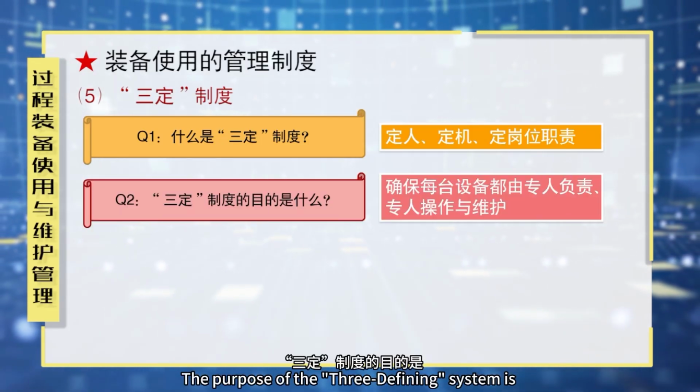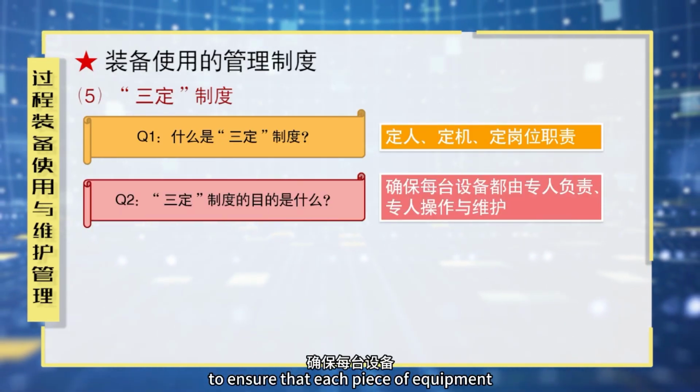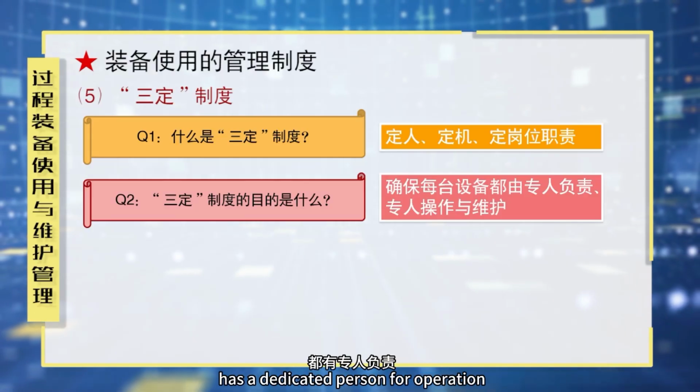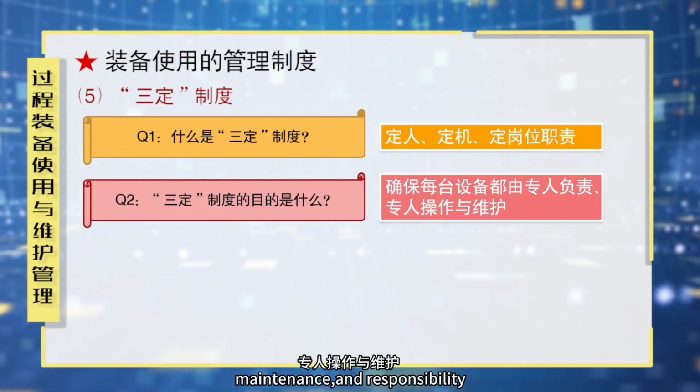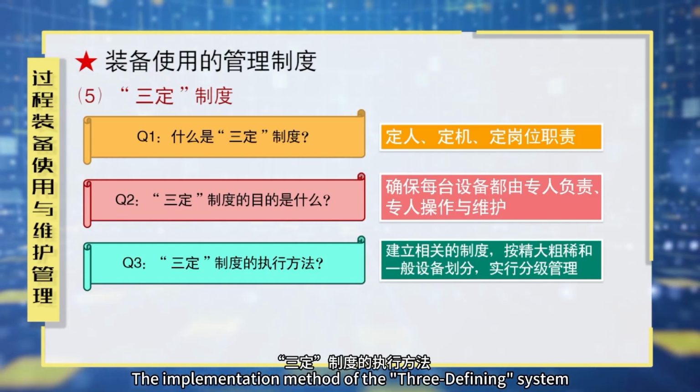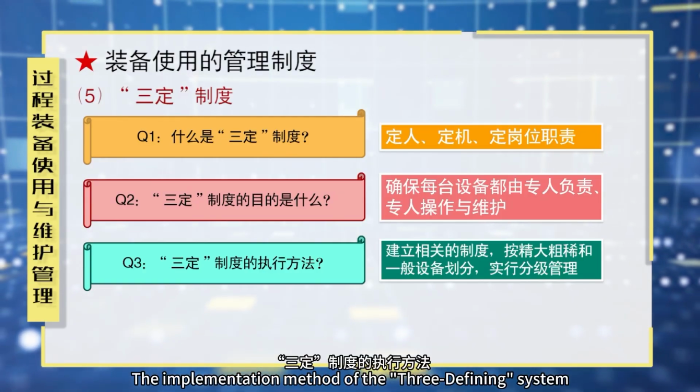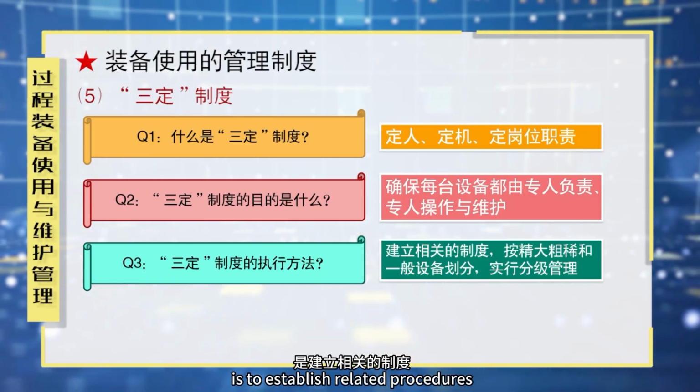The purpose of the three defining system is to ensure that each piece of equipment has a dedicated person for operation, maintenance, and responsibility. The implementation method of the three defining system is to establish related procedures.